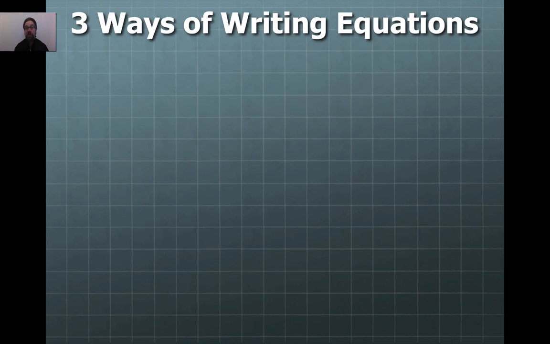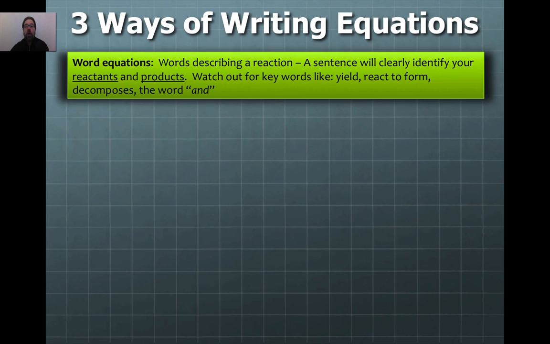The first thing we have to look at are the three ways of writing equations. First, we're often going to be given a sentence that represents some kind of scientific event, and we call that a word equation. So it's nothing more than words describing a reaction. A sentence will clearly identify your reactants and your products, and we learned that those were the things that we started with and the things that we finished with. So reactants always begin a reaction, products always finish a reaction.